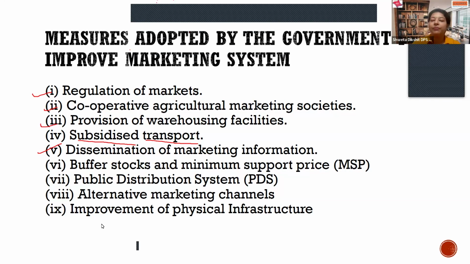Then there is also improvement in physical infrastructure, like availability of roads, transport, and connectivity, which is also helping the agricultural marketing system.